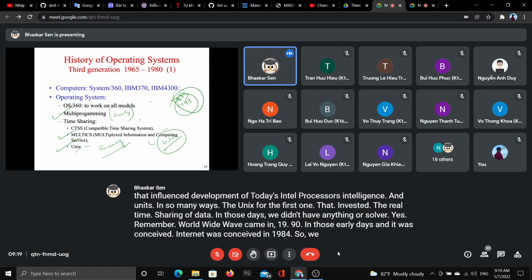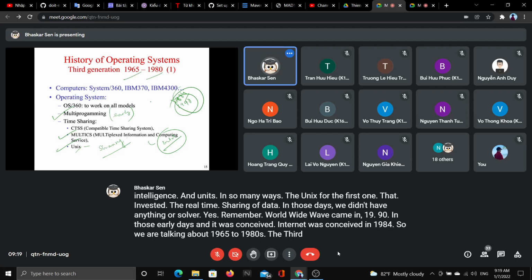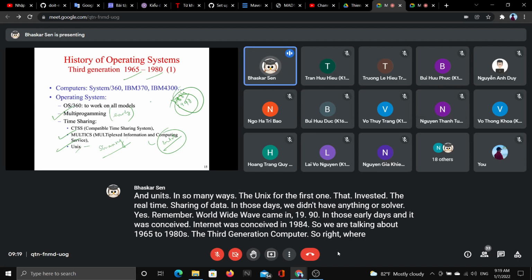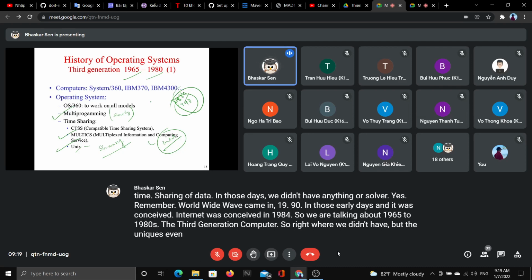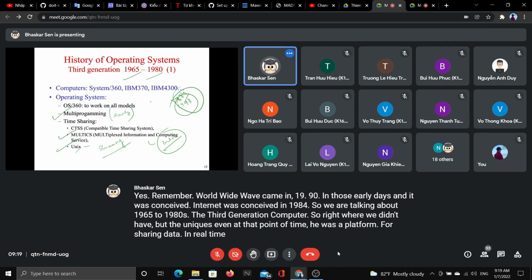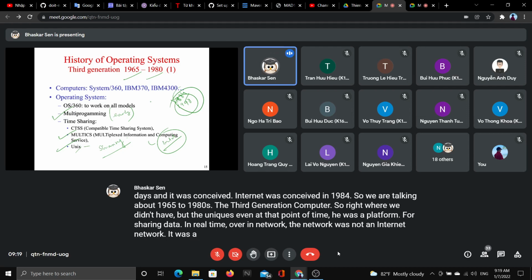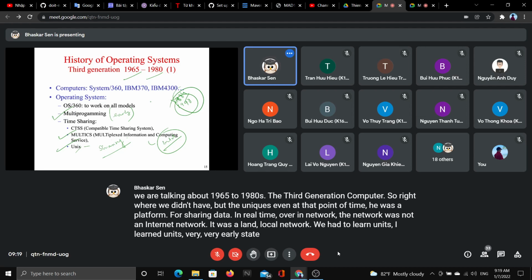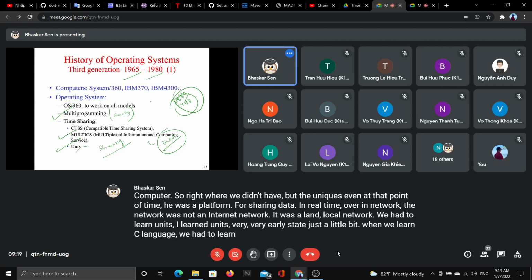So we are talking about 1965 to 1980, the third generation computer. Even at that point of time, Unix gave us a platform for sharing data in real time over a network. The network was not an internet network, but a LAN, a local network. We had to learn Unix. I learned Unix at a very early stage, just a little bit. When we learned C language, we had to learn Unix.